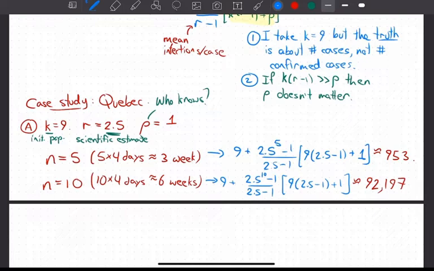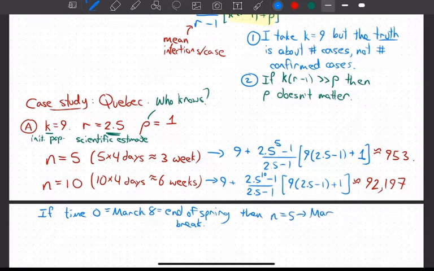If you think of time 0 in this estimate as being March 8th, which was the end of spring break, when lots of university students and school-age students and their parents all got back to Montreal, and you imagine that there are 9 undetected cases starting then, then n equals 5 is March 28th, and n equals 10 is April 17th. So that's what we're looking at.